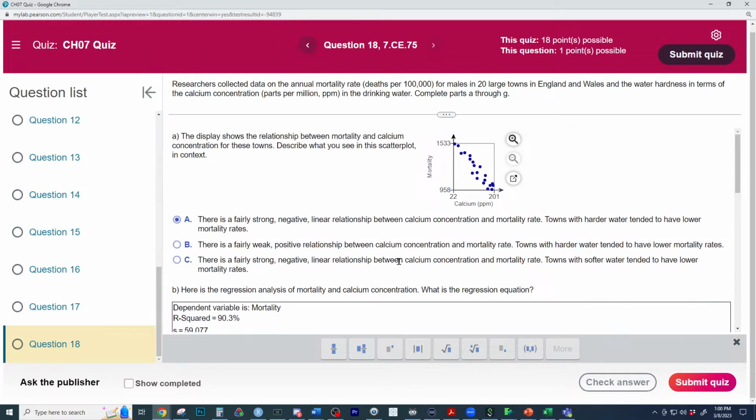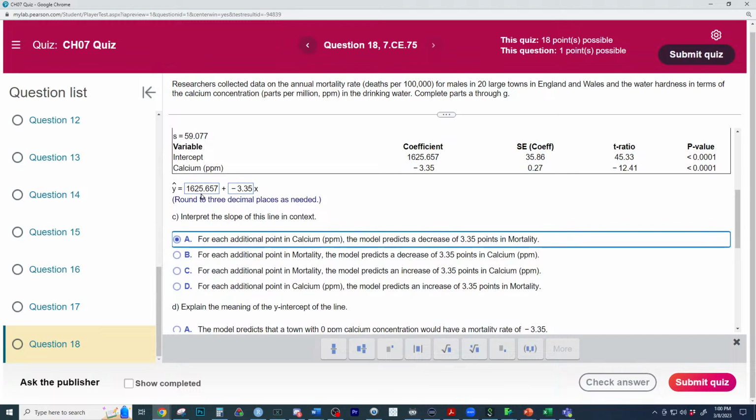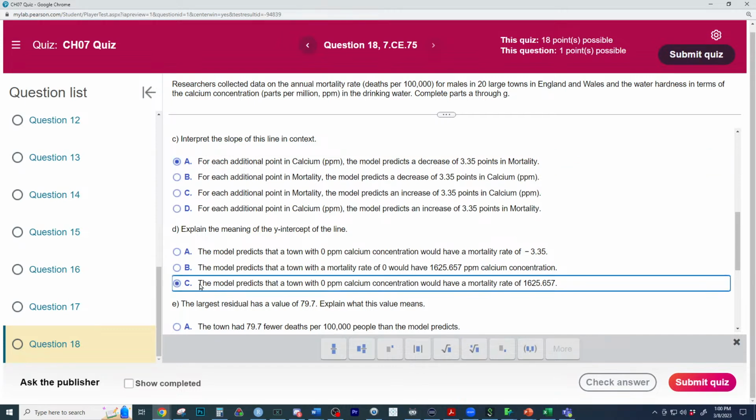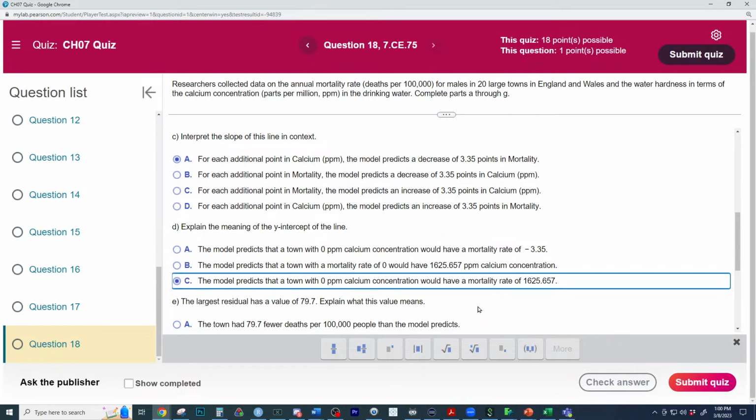The y-intercept would be all the way even further back when calcium is equal to 0. When x is equal to 0, expect y to equal b0. So when there is no calcium in the water, we predict a mortality rate of 1625 right there. The model predicts that a town with 0 calcium would have a mortality rate of this.